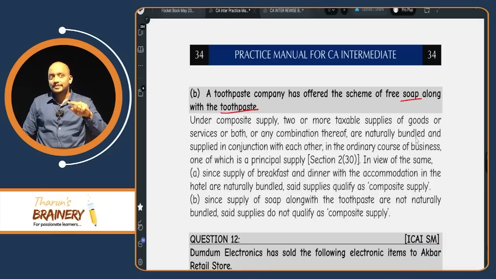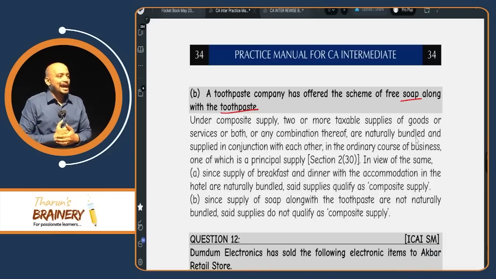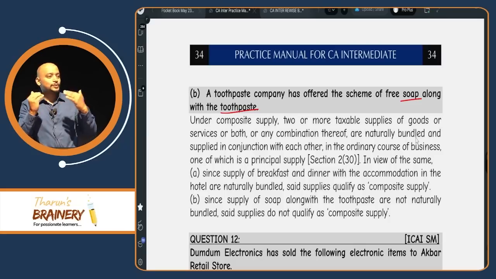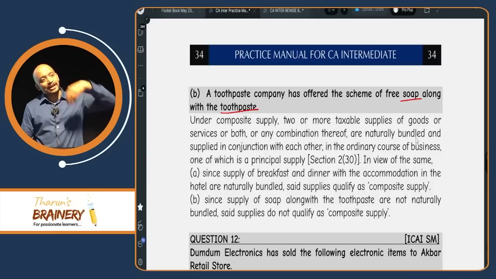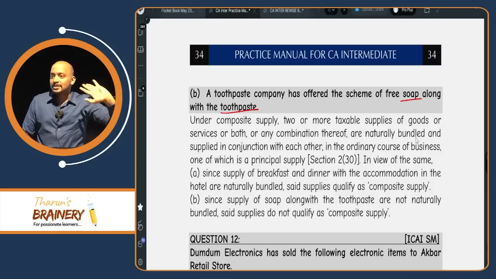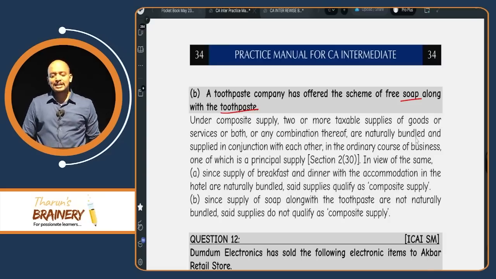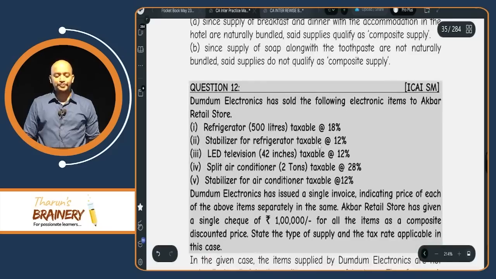Toothbrush and toothpaste may be a composite supply, because some brands give a toothbrush along with the toothpaste. So if you buy the toothpaste, you get the toothbrush free by default. If that is the case, then it becomes a composite supply. Otherwise, it is not. So here, soap and toothpaste is not a composite supply.